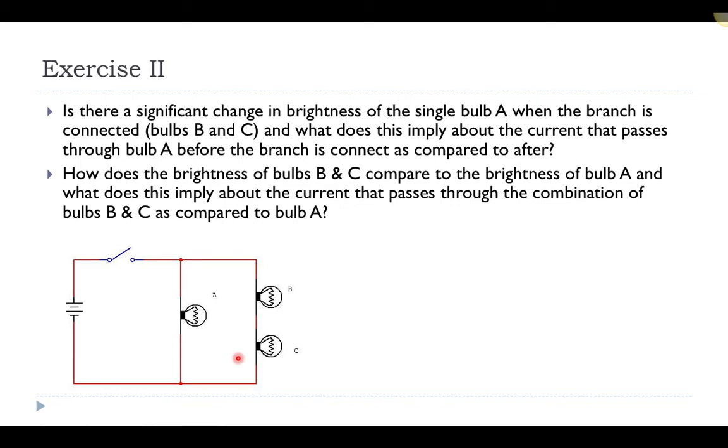So what we're going to do is use the PhET simulation. I built this circuit. And what we're going to do is have just bulb A connected in the circuit, and then we're going to connect this other branch. So B and C together form a branch that is connected to that voltage supply, and then A is also connected to that voltage supply. So let's go ahead and take a look at that.